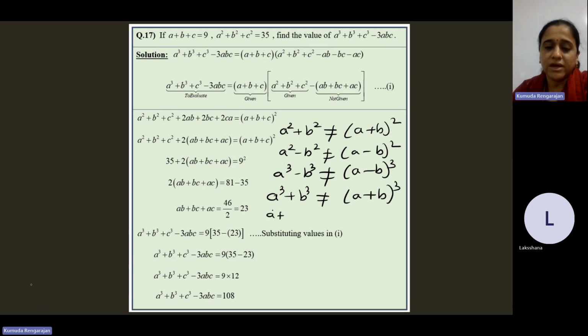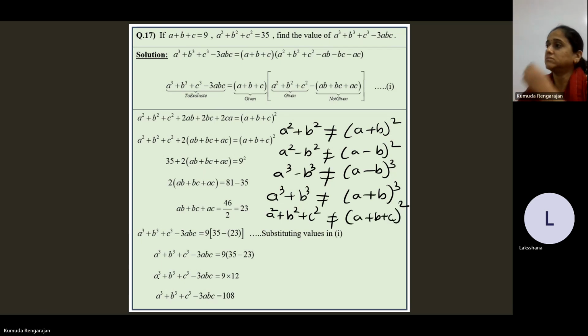A squared plus B squared plus C squared is not equal to A plus B plus C the whole square. Not equal.